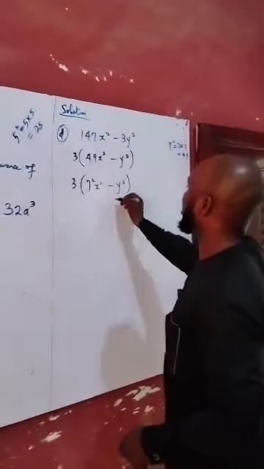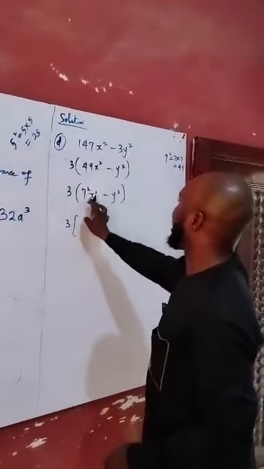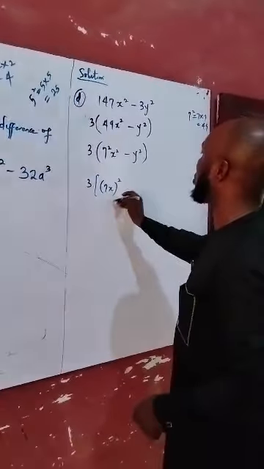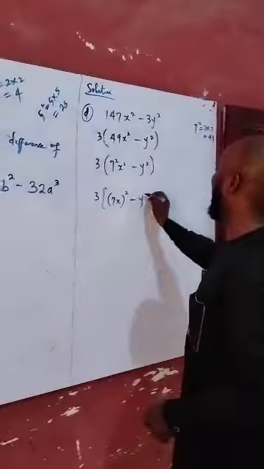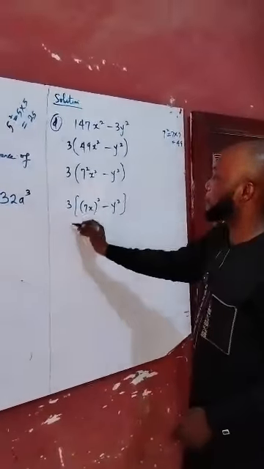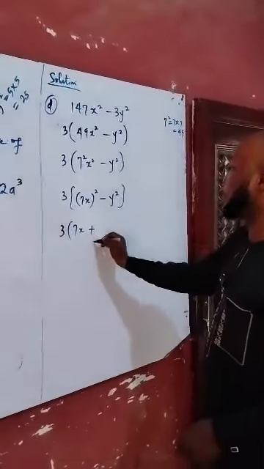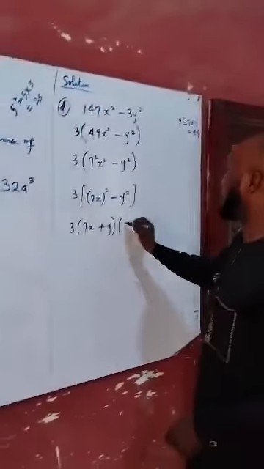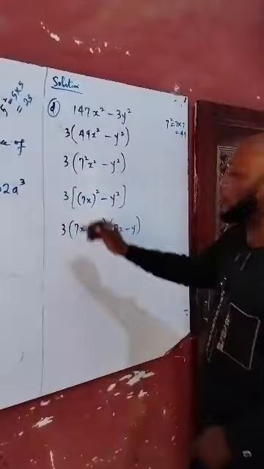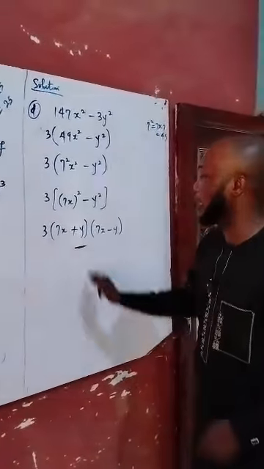Minus y squared. So 3, I have to make this, because the square is common to both 7 and x. I have 7x raised to power 2 minus y squared. So this is now my difference of two squares. Now 3, open bracket, this becomes 7x plus y, 7x minus y. Using the difference of two squares, this is my a squared minus b squared. So this is our final answer.